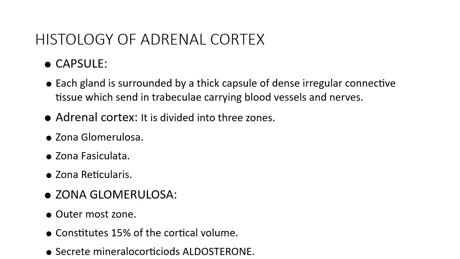Coming to the zona glomerulosa, it is the outermost zone. When you see it under the microscope, it lies just underneath the capsule, and it constitutes 15% of the cortical volume. Which hormone does it secrete? It secretes mineralocorticoids, mainly aldosterone.